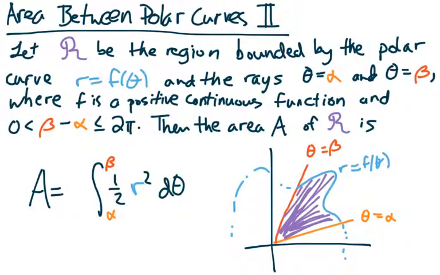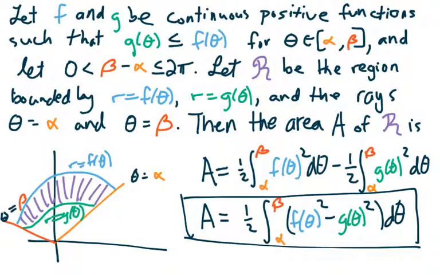Refresher. The region bounded by a polar curve and the rays, where f is a positive continuous function, and the difference between our two theta values is less than or equal to 2 pi, but still positive, gives us an area based on this definite integral that was based on the area of a sector of a circle, right? That's where we got this from. And we talked about that last time.